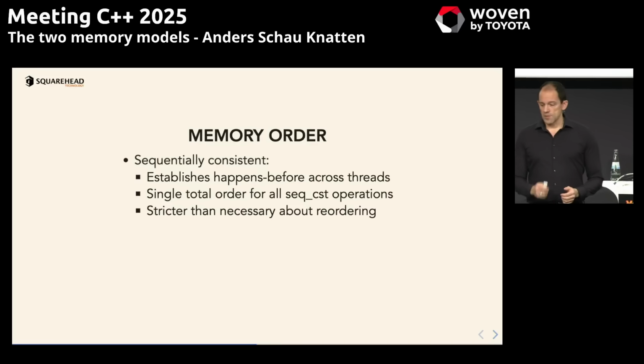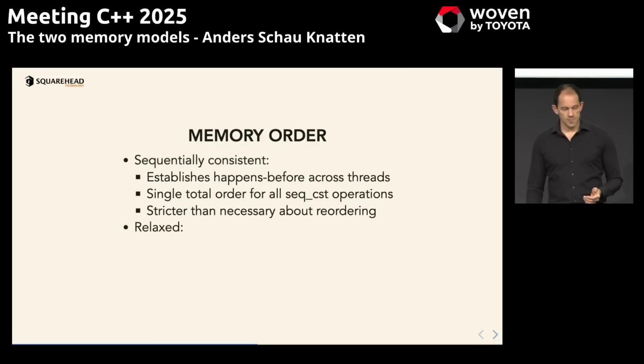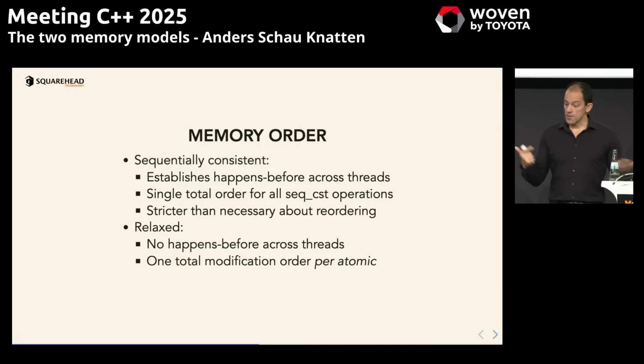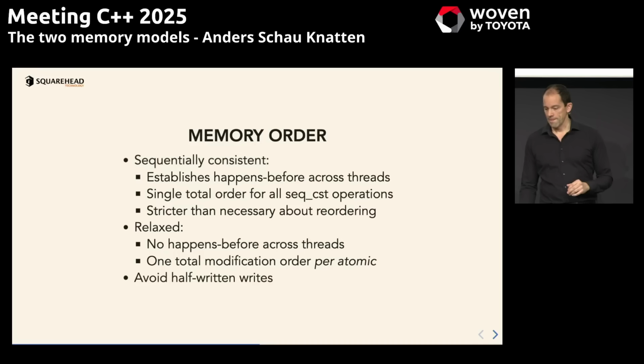On the opposite end of the spectrum, we have the relaxed memory order, which does not establish the happens before. So if we use relaxed, the arrow is now red. Even though it's atomic, the arrow is now red. And yes, it has the one total modification order per atomic, but not among atomics. And no matter the memory order, you always avoid the half-written values.